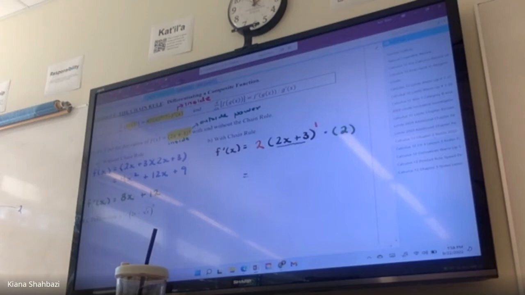Now, class, does everyone see this 2 and that 2? Yeah. What's 2 times 2? 4. So this is really 4. And you don't need to simplify this, but I'll do it anyways. And what happens if you distribute this? 8x plus 12. Which is the same as 4.